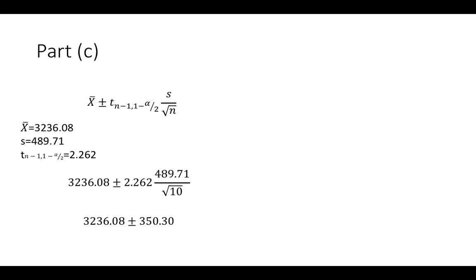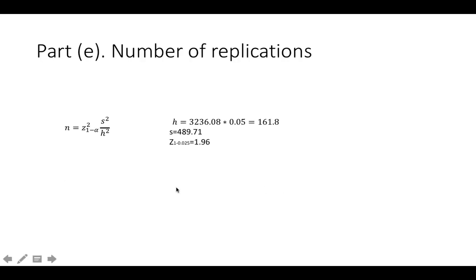Okay. So in part E, this is the equation that we need for the normal critical ratio that I mentioned. We know that the desired half width is 5% of the overall cycle time. So we multiply the overall cycle time by 0.05, and we get that the desired half width is 161.8. Remember that the current value is 350.3.